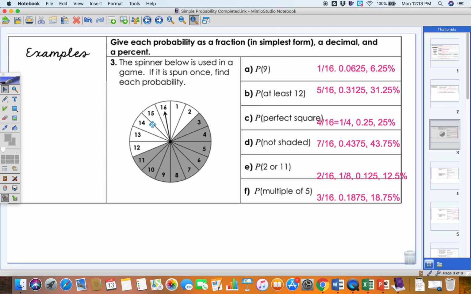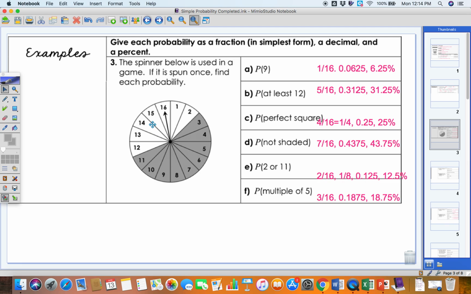On C, the probability that it is a perfect square is like 1 squared equals 1, 2 squared equals 4, 3 squared equals 9, 4 squared equals 16. So there are 4 possible squares, or perfect squares, on this spinner. 4 out of 16 reduces to 1 over 4, so 25 hundredths, or 25%.